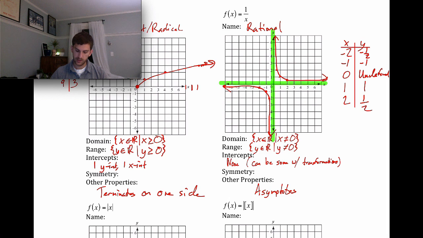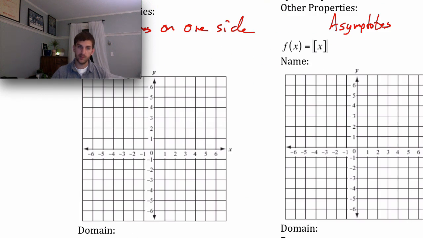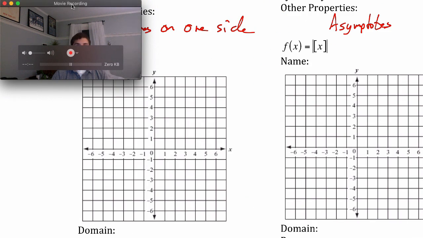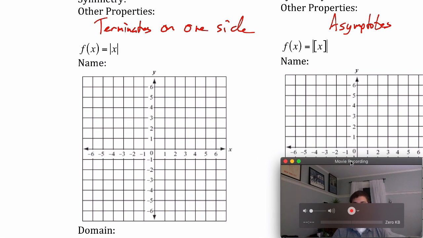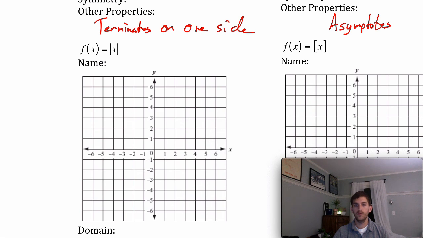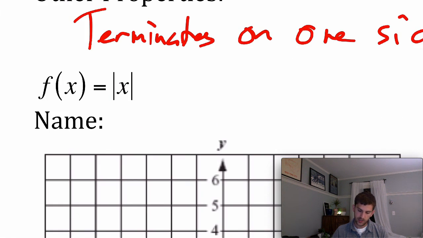Down at the bottom left, we have f of x equals the absolute value of x. We give it the creative name of an absolute value function.